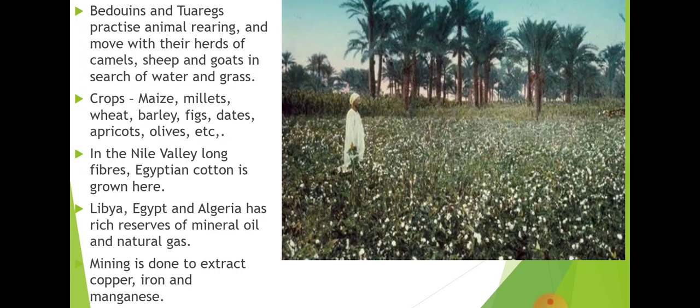Reserves means the maximum amount of that particular thing is found, the mineral oil or natural gas, that is the reserve. So people started living a settled life near the reserves. And mining is also a very important occupation. With the help of mining, they extract copper, iron, and manganese. So all these mineral resources make them rich countries. Because of getting these mineral resources, the desert area is also becoming a little bit prosperous.